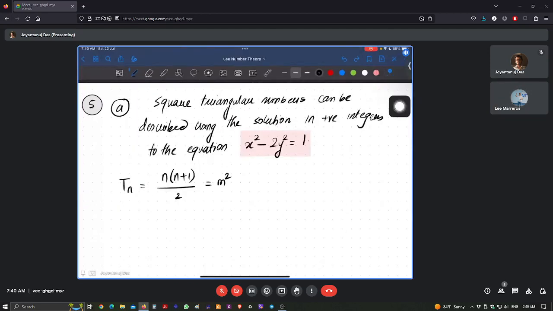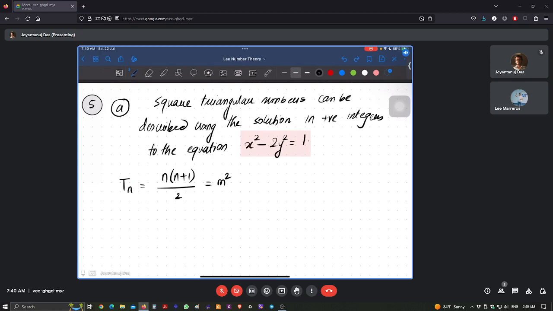Think about it. That would be x3 and y2. Yes, but I don't think that will help actually. They are not asking to find any solutions. They are asking to verify that square triangular numbers are solutions to this equation. So they are not actually trying to find the type of solutions.